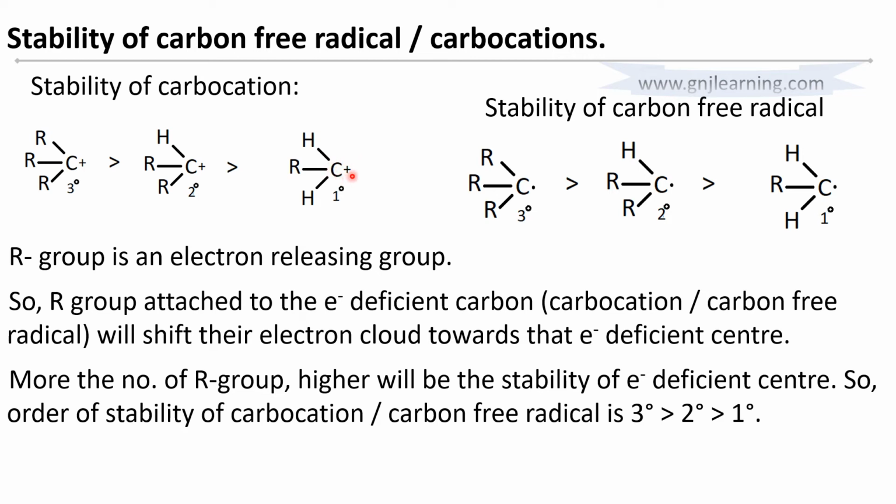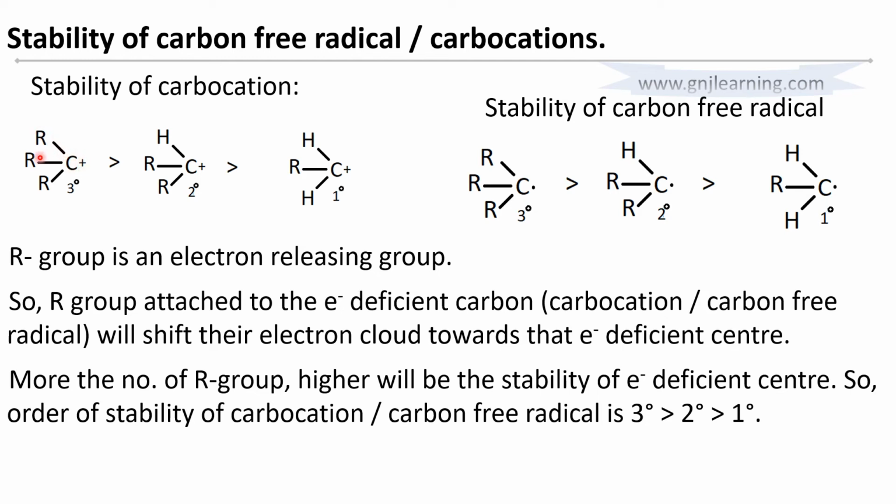When will it get more electron cloud? When more R groups are attached to it. So here there are 3 R groups. All the R groups will push electrons towards the carbocation.